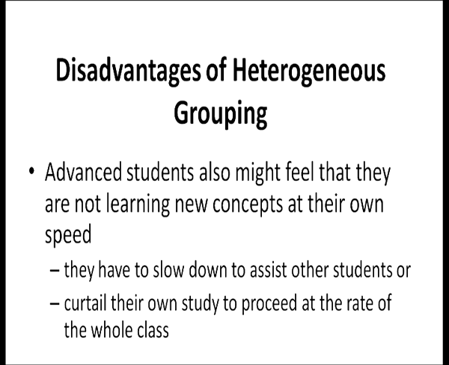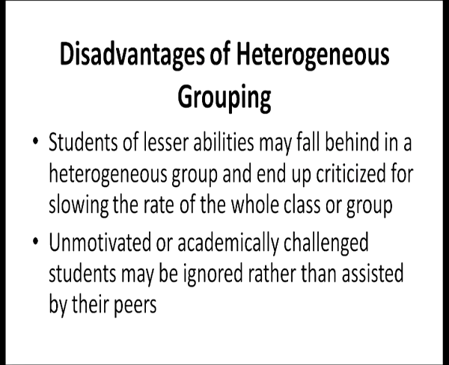Also, the advanced students might feel that they are not learning new concepts at their own speed. They might feel that they have to slow down to assist the other students, or they might have to curtail their own study to proceed at the rate of the entire class. Students of lesser abilities may also fall behind in a heterogeneous group and end up being criticized for slowing the rate of the whole group or the whole class. Also, it has been observed that unmotivated or academically challenged students may be ignored rather than assisted by their peers. So, there are various disadvantages of grouping the classroom into heterogeneous groups.